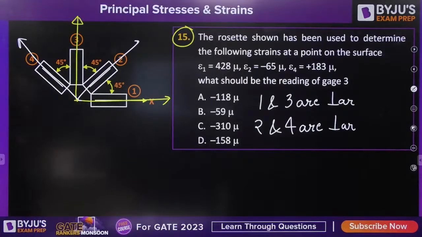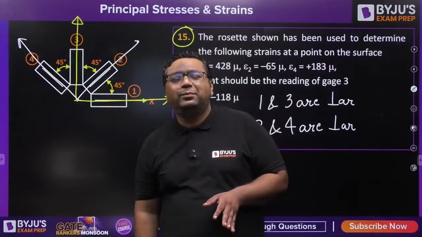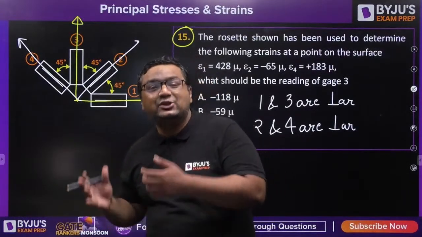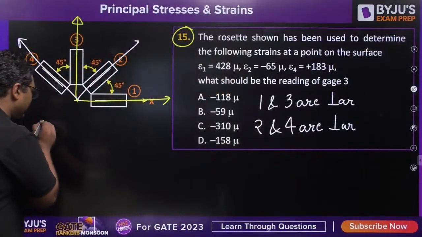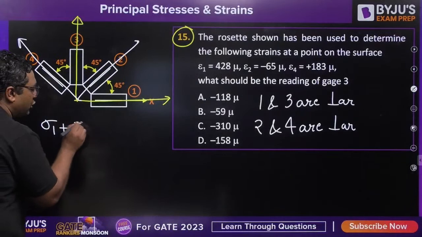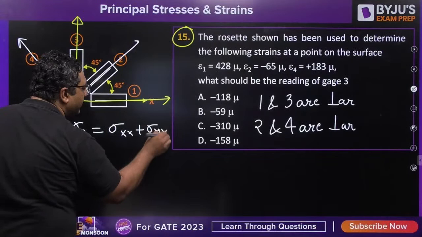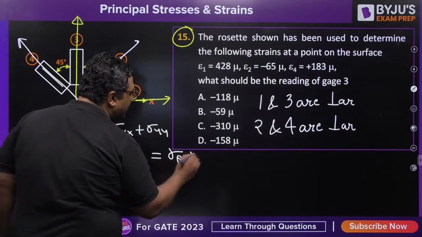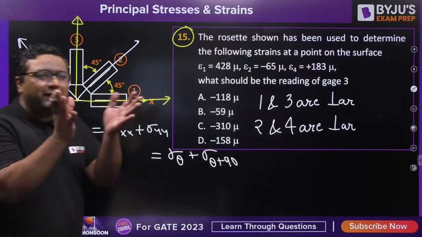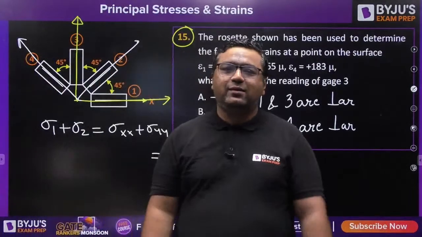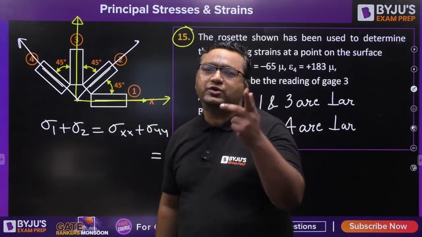Okay, so now I am giving you the hint again. You know the summation of stresses on two perpendicular planes is always equal. You always write sigma 1 plus sigma 2 is sigma xx plus sigma yy is sigma theta plus 90. So if you have any two planes which are perpendicular to each other, the summation of stresses at those planes is always going to be constant.